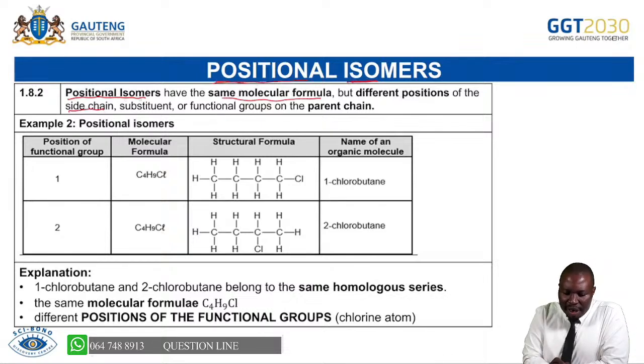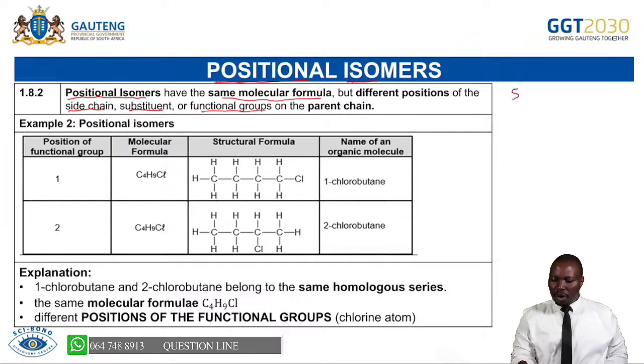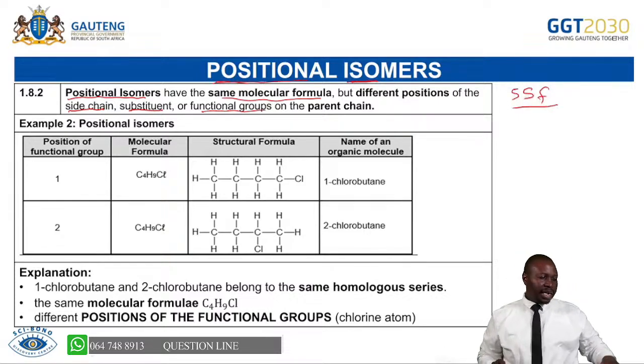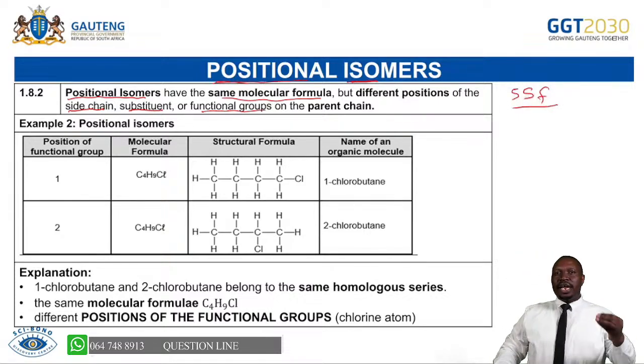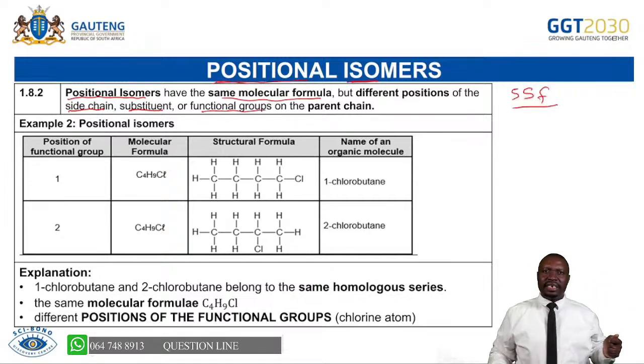Of the side chain, of the substituent, or functional group. Please, learners, don't forget that what is different in positional isomers is three things. I call it SSF. Don't write SSF in the exam, because we had situations when learners are given mnemonics or things that will make them remember, and they now go and write that in the exam.